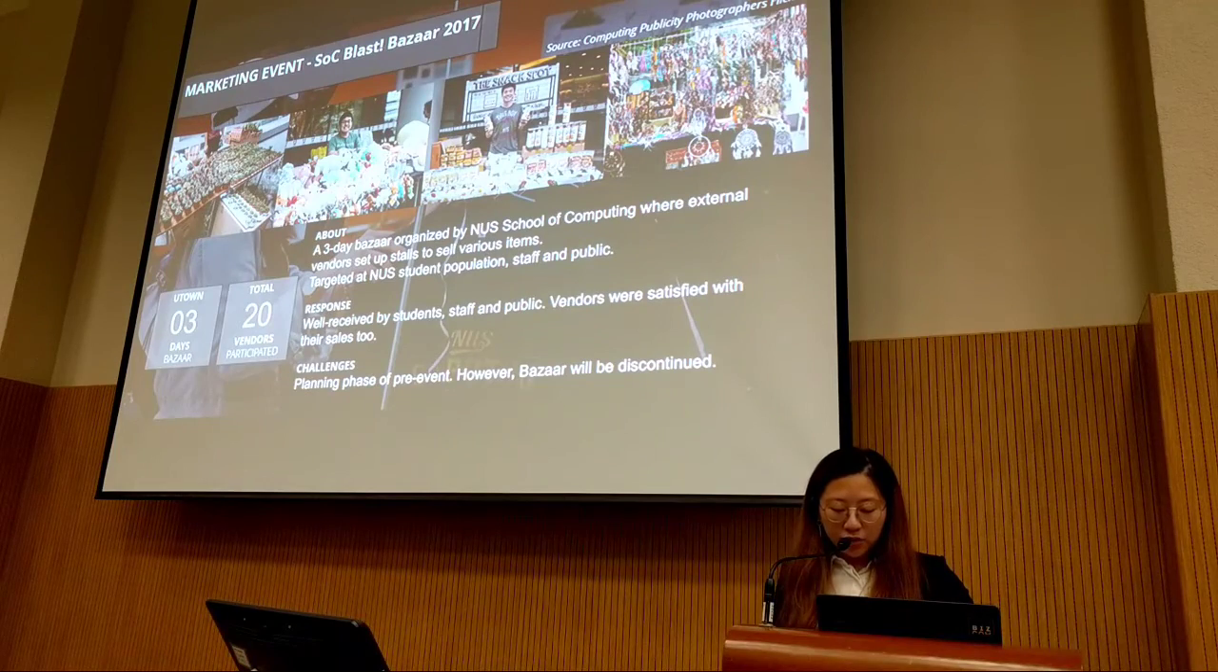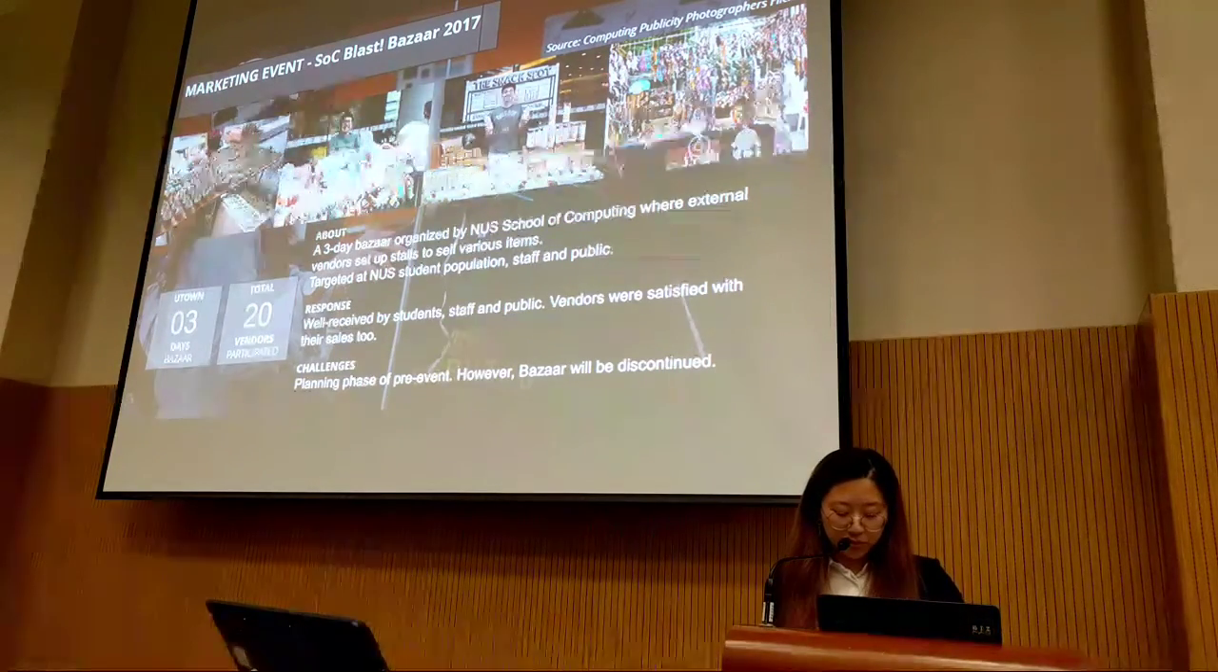And due to the planning phase, we faced a lot of challenges, like having to get approval of the floor plan, having a wet weather plan, having to fill out this TPA form, which is for the University Town management, and also the permission form for contractors. And we also had to take into account setting up tables and chairs the night before the bazaar, which requires a lot of manpower also.